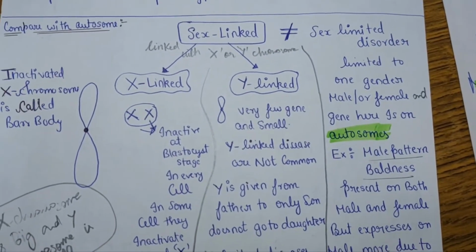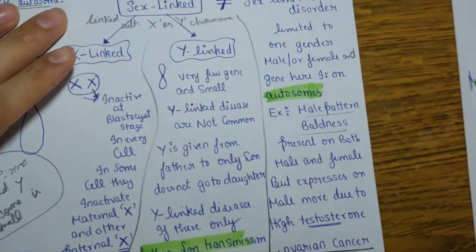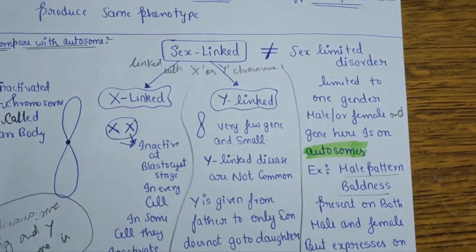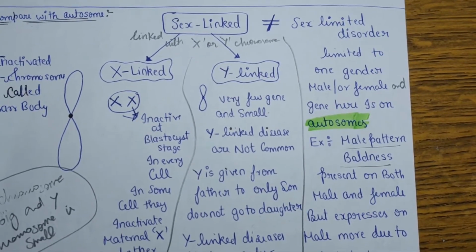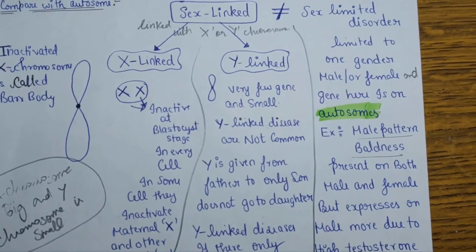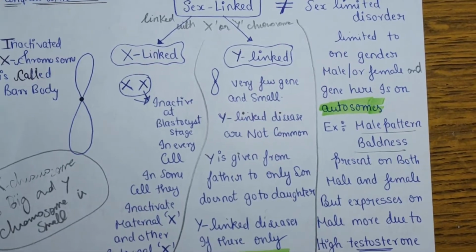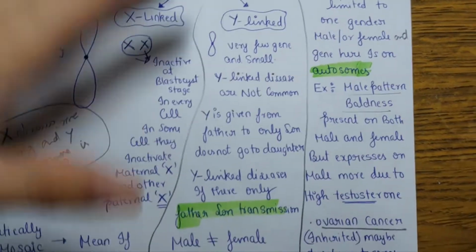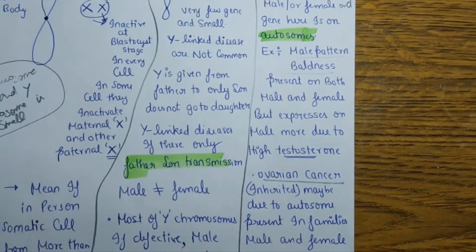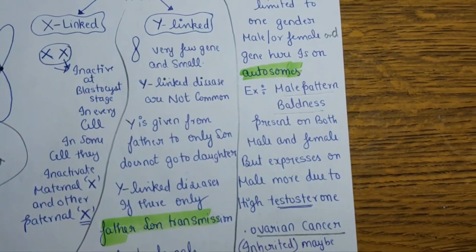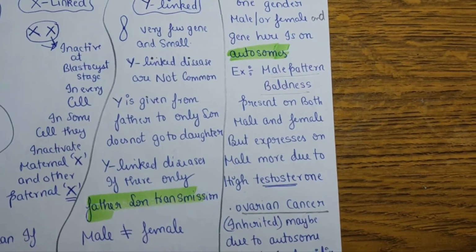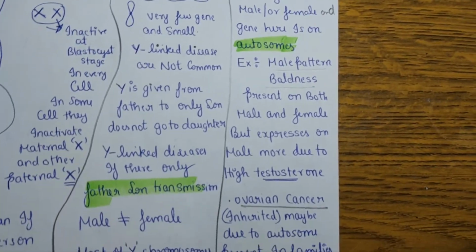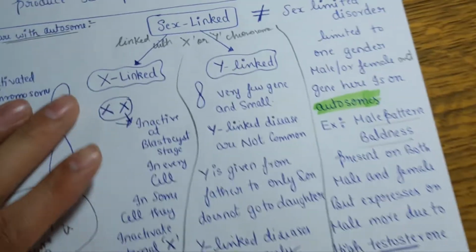So first let us see what sex limited disorders are. Sex limited disorders are those disorders which are limited to one gender, either male or female, and are caused by genes which are present on the autosomes. Example, male pattern baldness. The male pattern baldness gene is present in both males and females, but it is expressed only in males due to high testosterone level in males as compared to females.